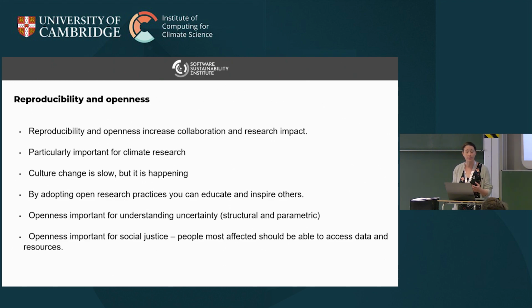People need to be able to access data and access tools. If you want to start a new group in the global south somewhere, you're probably not going to have the resources to develop your own model, so you need to be able to access someone else's model. So reproducibility is really, really important in terms of social justice as well. That's it.